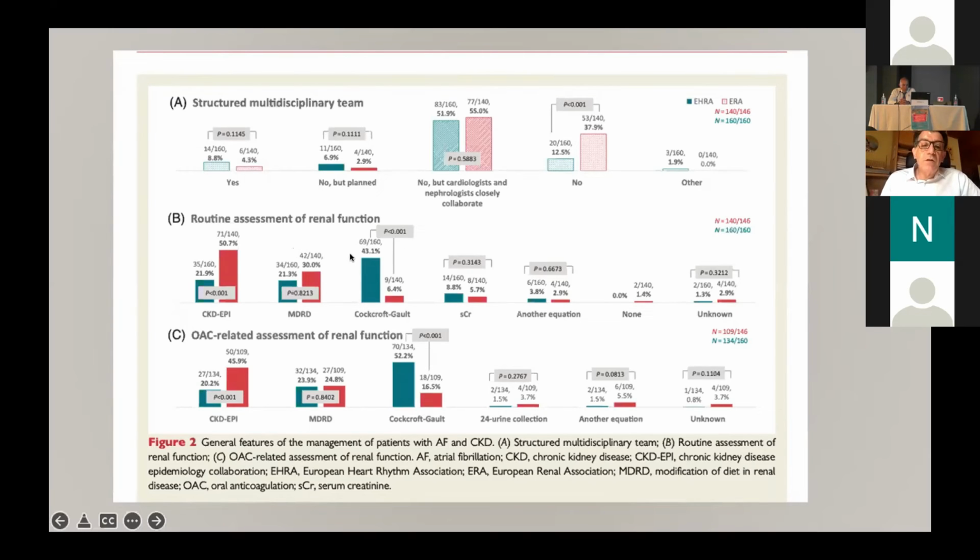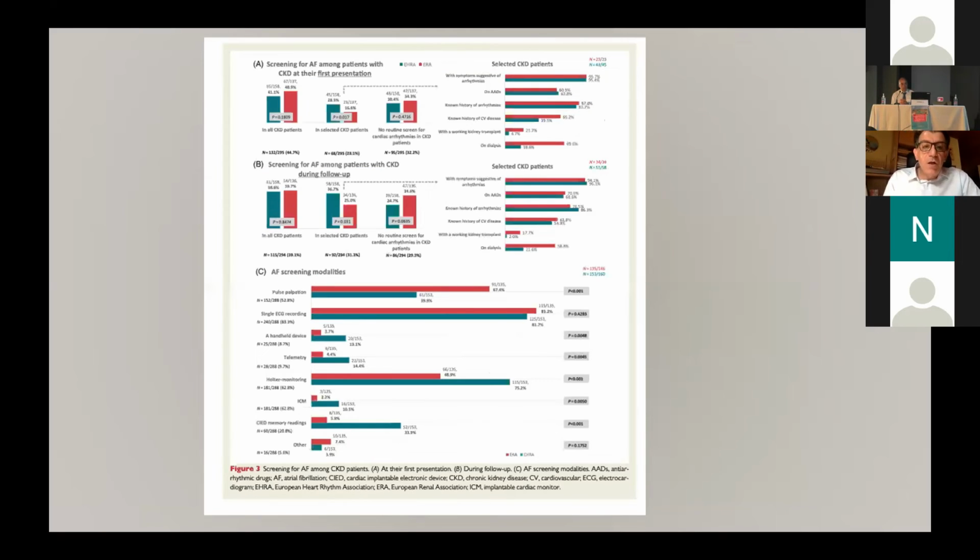The second is that routine assessment of renal function is not in a good state, especially from the point of view of general physicians and cardiologists. So we need to keep in mind that we should assess renal function before deciding what we are giving to these patients. And the other is that we need to use different scores for assessing these patients.